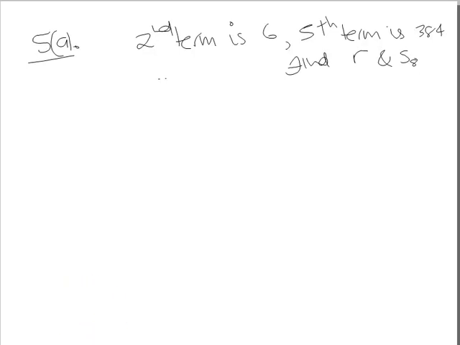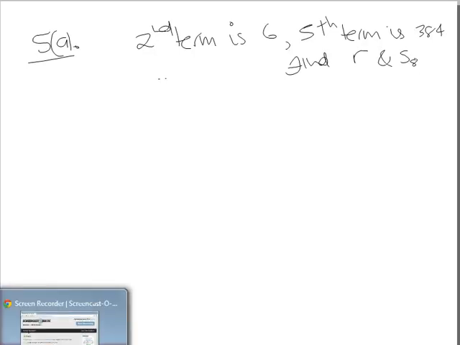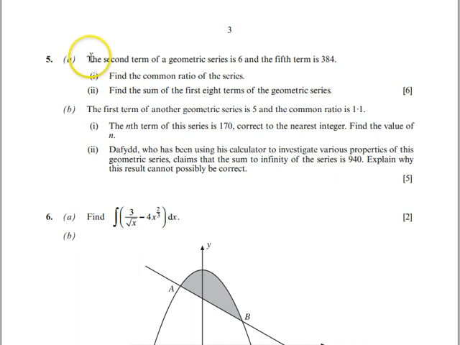Okay guys, let's have a go at question 5 then. Let's just flick it on the actual paper to have a look at the question wording. The second term of a geometric series is 6 and the fifth term is 384. Find the common ratio of the series. And part 2, that was part 1. Part 2, find the sum of the first 8 terms of the geometric series.